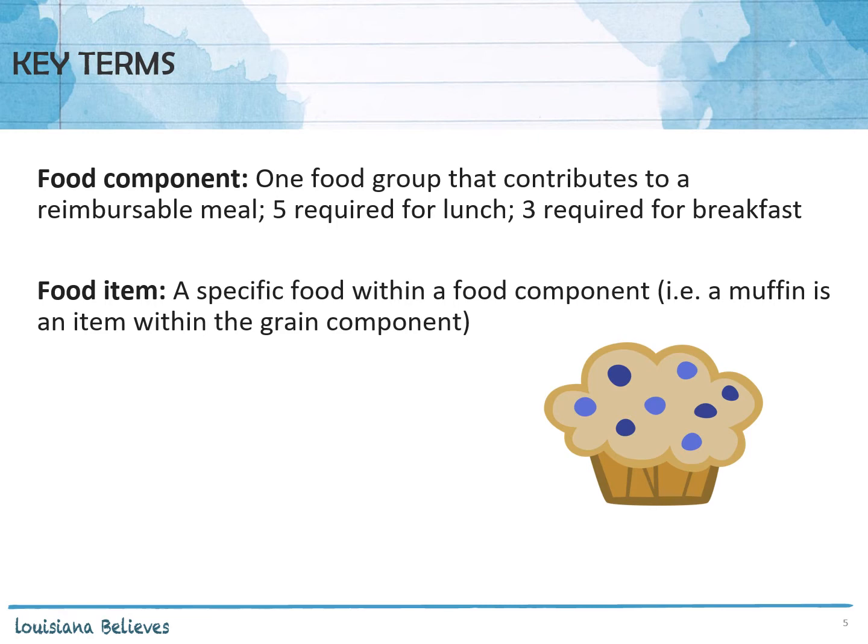First, we will need to distinguish 2 important terms: food components and food items. A food component is one food group that contributes to a reimbursable meal. All components are required to be offered at their respective meals in order for the meals to be reimbursable. The food components for breakfast are fruit, grains, and fluid milk. Food items, on the other hand, are a specific food within a food component. For example, a muffin is a food item within the grains component.